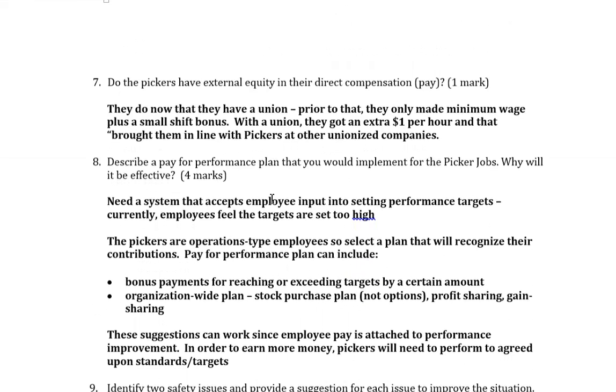Now we ask the question, do you think the pickers have external equity in their direct compensation? That's what they're being paid. They do now. They didn't before the union, but with unionization they do. How do we know? Because prior to unionization, they were only making minimum wage plus a shift bonus. Here they're getting an extra $1 an hour, okay? And the case told us that this then brought them in line with the pickers at other unionized companies. So now we know they do have external equity.